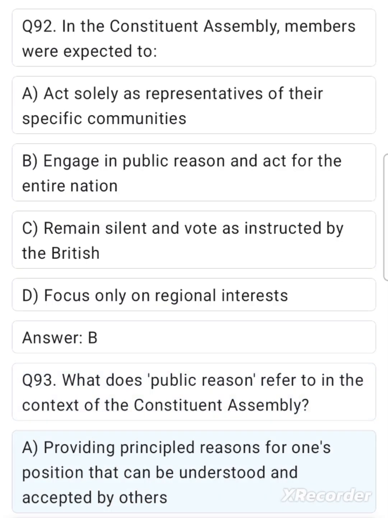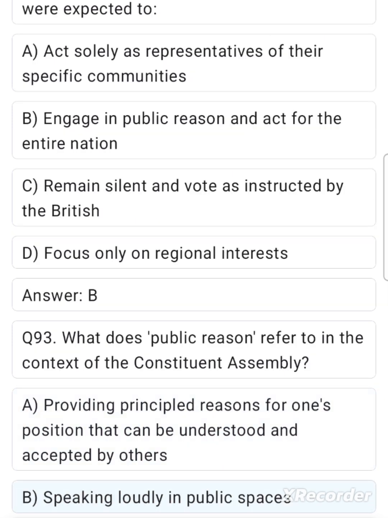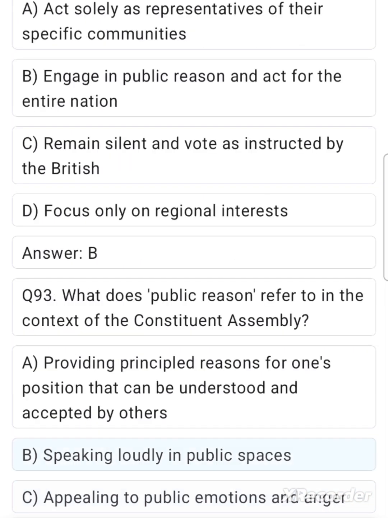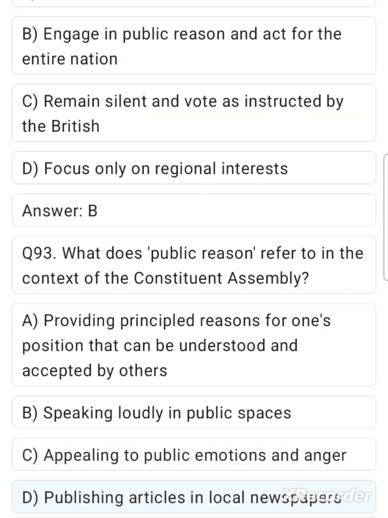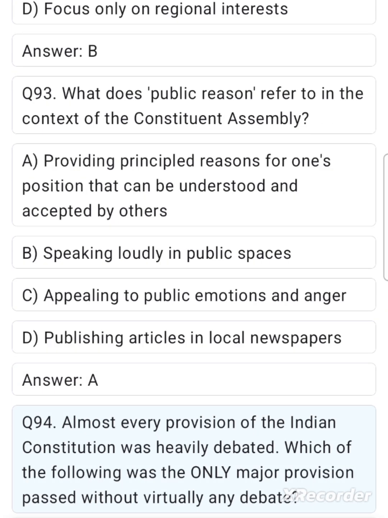Q93. What does public reason refer to in the context of the Constituent Assembly? A. Providing principled reasons for one's position that can be understood and accepted by others. B. Speaking loudly in public spaces. C. Appealing to public emotions and anger. D. Publishing articles in local newspapers.